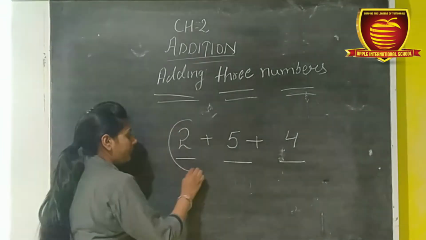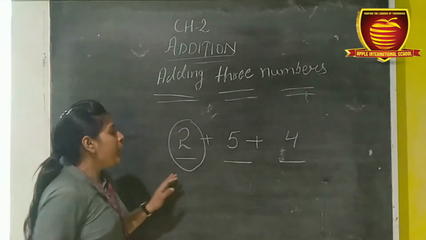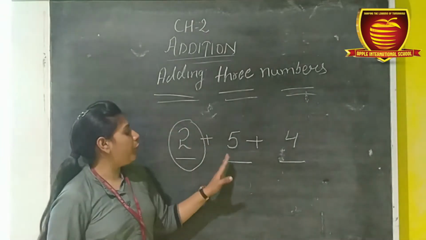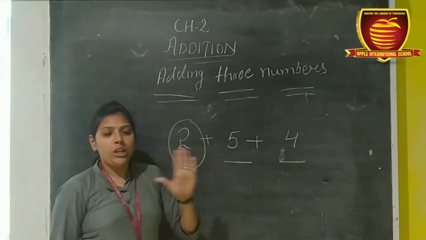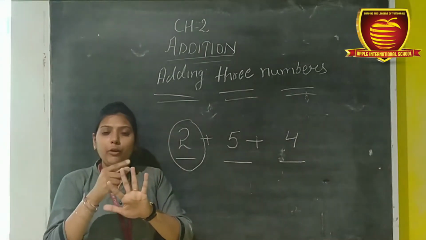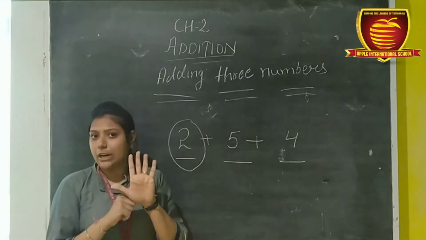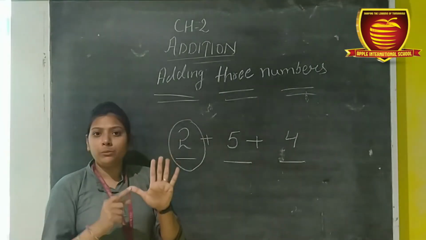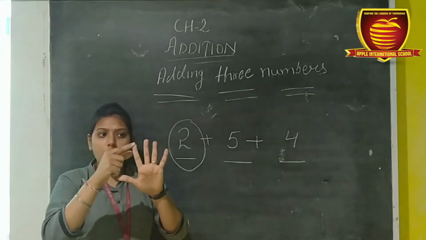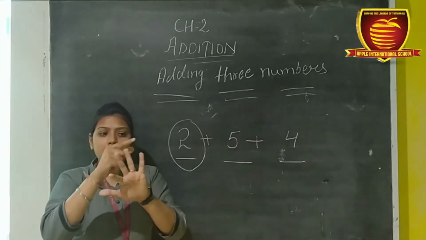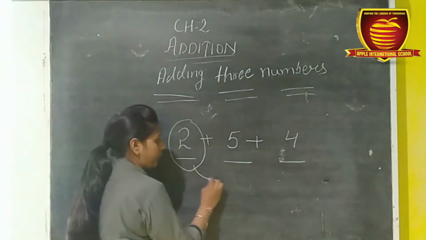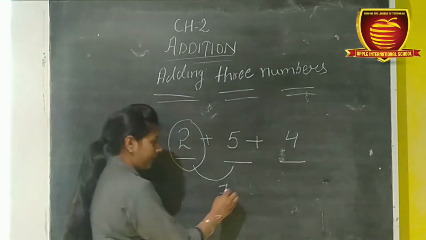First number is 2. Now we have to add 5 to it. So 1, 2, 3, 4, 5. These are 5 fingers. So start from 3. 3, 4, 5, 6, 7. So 2 plus 5 equals 7.